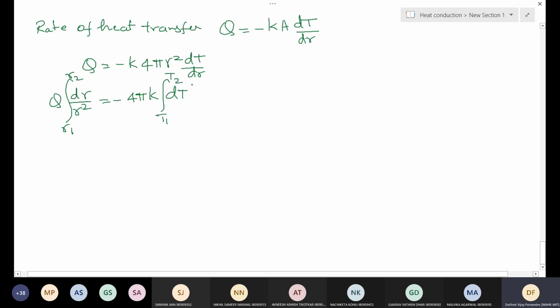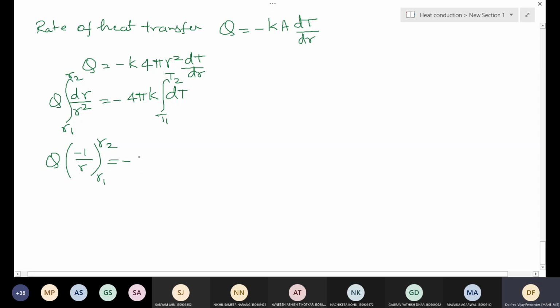Now tell me about the integration for this case. We can apply the limits later. First, you tell me the integration. 1 by r. Minus 1 by r. So r1 to r2. Those who did not get it, this is a basic integration. You can refer to old textbooks and see there how to integrate the function 1 by r squared.